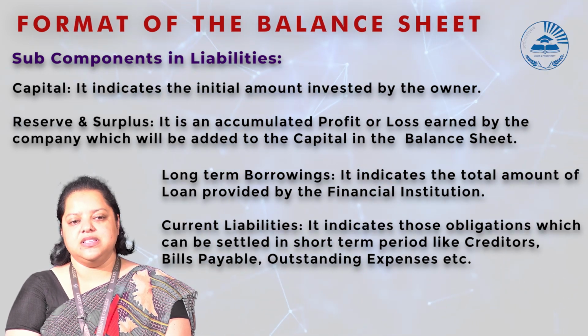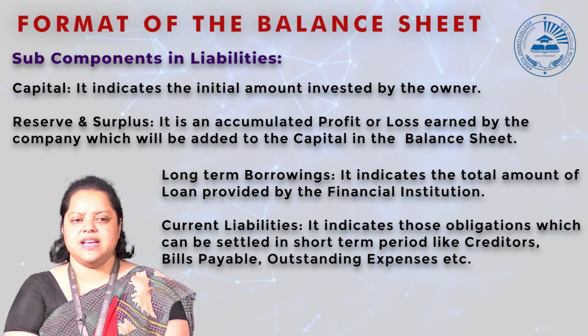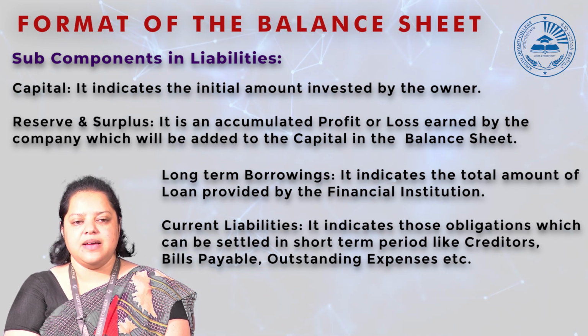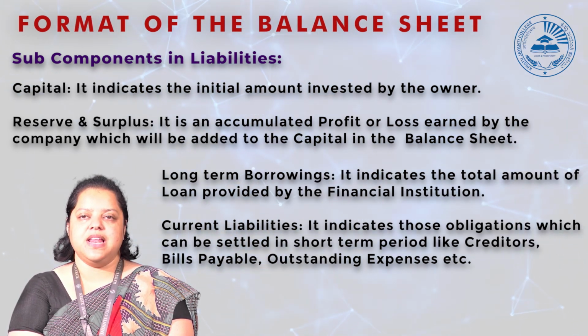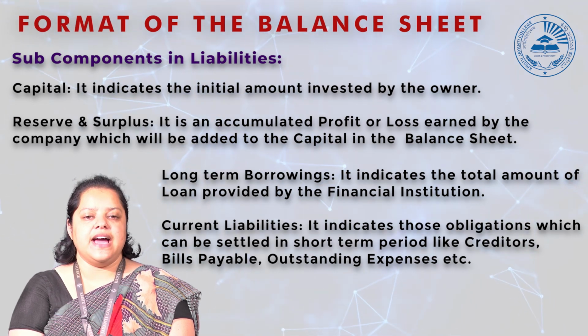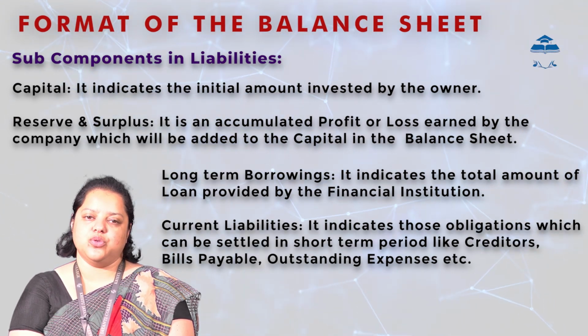Under liabilities we have some more items, that is loan, and under current liabilities we have creditors, outstanding expenses, bills payable and bank OD. If we add all this amount, we get the total amount.